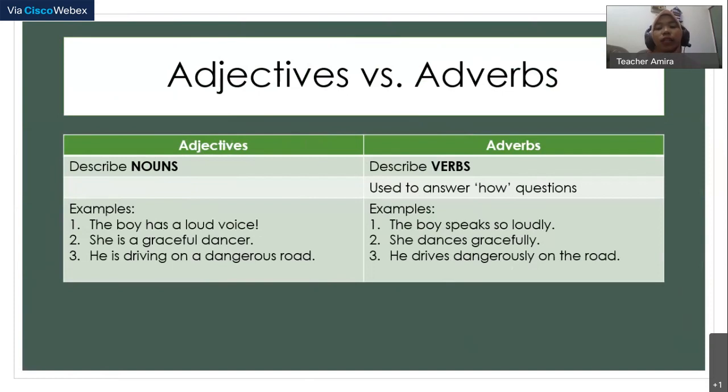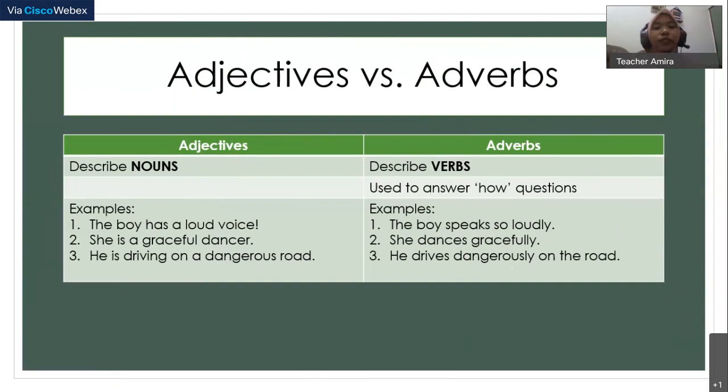Okay, the thing that we are describing is how the boy speaks so loudly. So we are talking about the action, about the verb. So if we are talking about the verb, then we should describe it with adverbs instead of adjectives. And then the next example is, she is a graceful dancer. A graceful dancer. We are talking about the dancer. She dances.